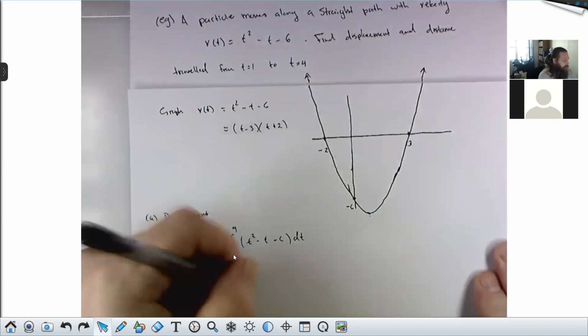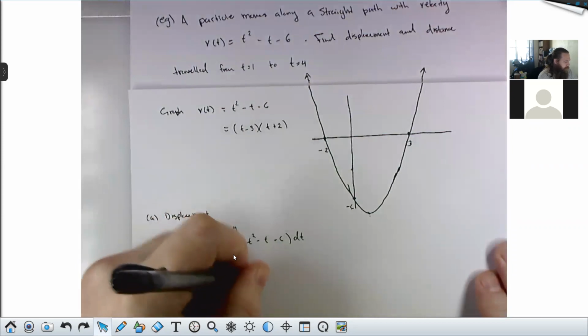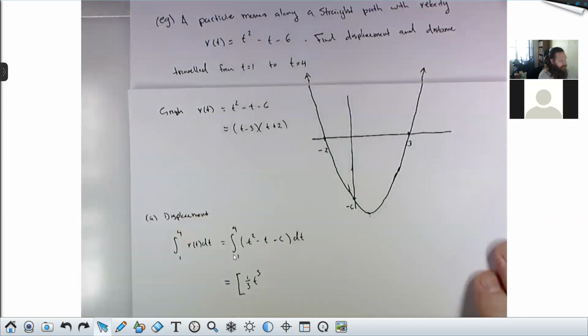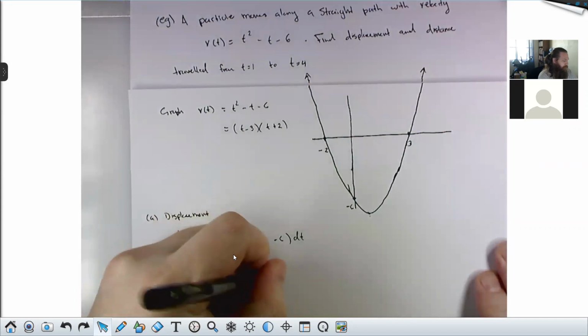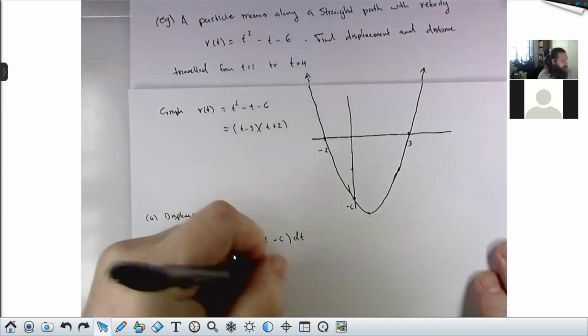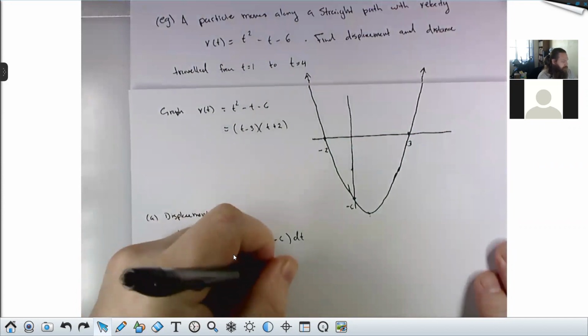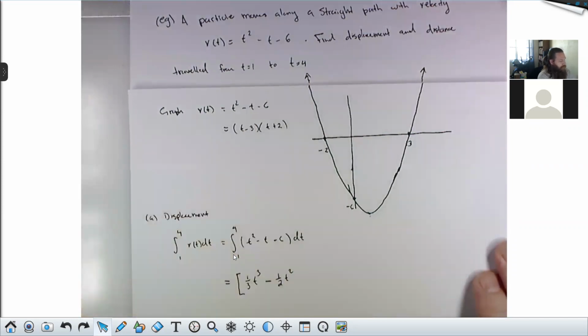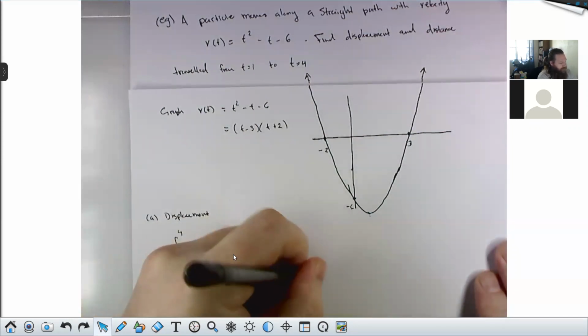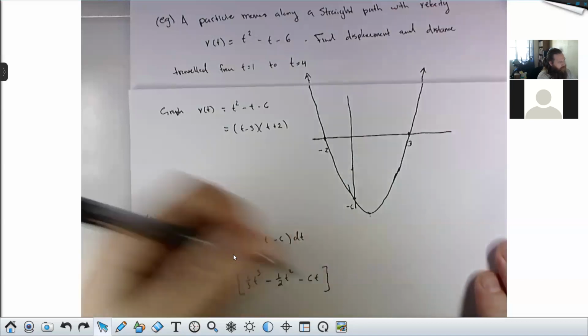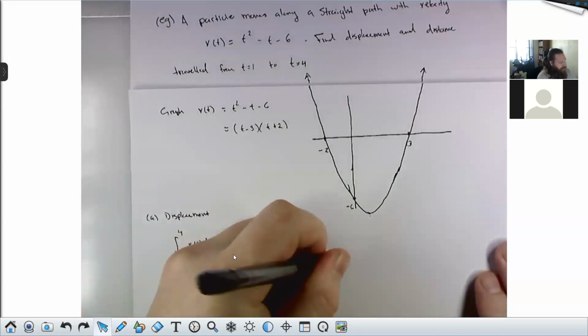An antiderivative for t squared is 1/3 t cubed, minus an antiderivative for t is 1/2 t squared, minus an antiderivative for 6 is 6t. We evaluate this apparatus from 1 to 4.